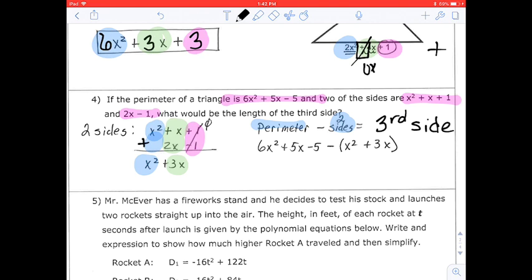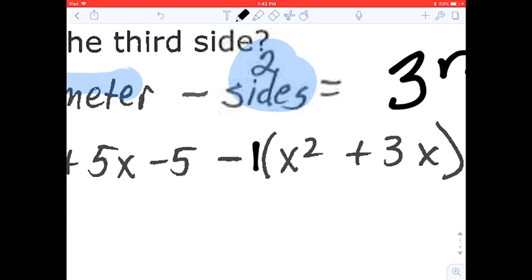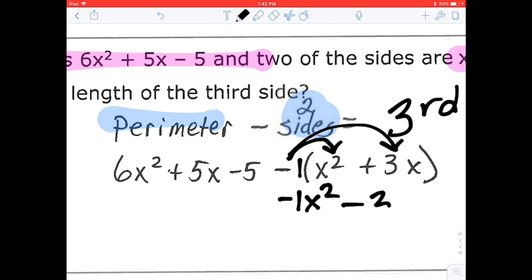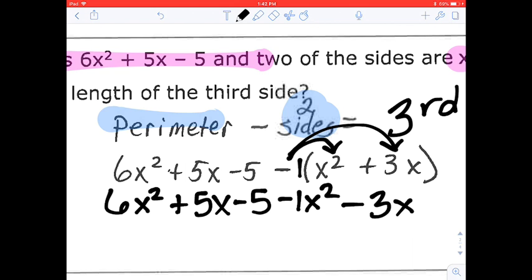So let's do that. 6x squared plus 5x minus 5 minus x squared plus 3x. I'm going to draw in my Ninja 1. Distribute. Negative 1 times x squared is negative x squared. Negative 1 times 3x is negative 3x. And let's bring down 6x squared plus 5x minus 5.